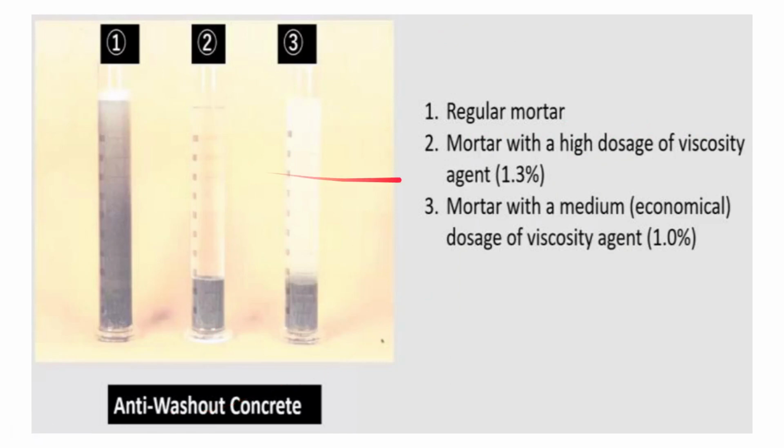As you can see here, this is a case of regular mortar, which has been segregated and dispersed. This is the mortar with a high dosage of viscosity agent, around 1.3%, and similar results have been obtained using a viscosity dosage of medium level. That is 1%. So this is economical. This is the best.